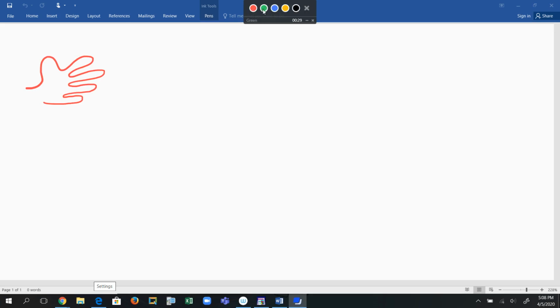I'm going to label the angles. So this is our left hand and the angles. This is 0 degrees, 30 degrees, 45 degrees, 60 degrees, and 90 degrees.